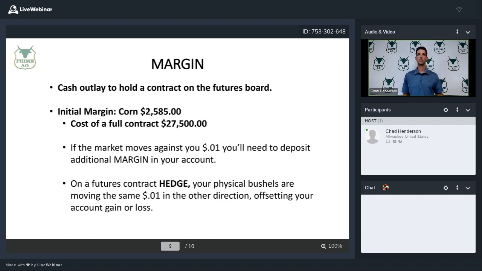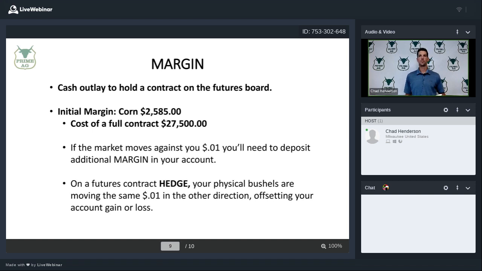Now, again, keep in mind, if you're doing these hedge positions, your physical bushels will gain or lose that same penny in the opposite direction of your futures contract. So as we talked about previously on the corn side of things, if you sell the 550 December corn futures and they go down to 540, you're going to have a 10-cent gain in your account. You're going to show a 10-cent loss on your physical bushels. Vice versa, if corn goes to 560, you're going to show a 10-cent gain in your physical bushels, 10-cent loss in your hedge account, at which point you probably need to deposit margin.